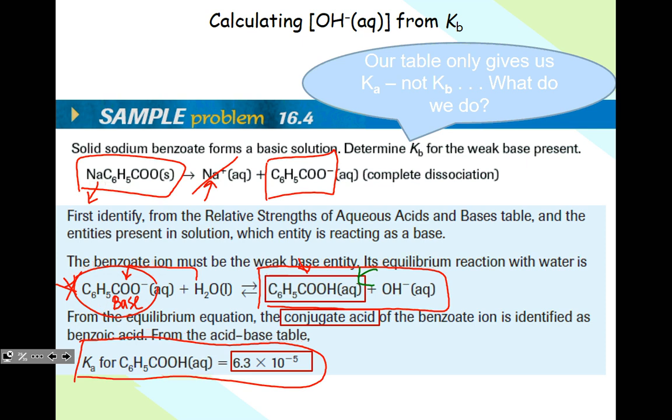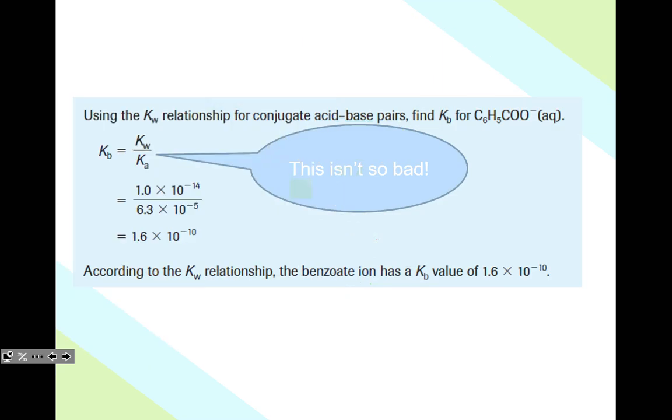So what do we do once we do that? Using the Kw relationship for conjugate acid base pairs, now we can find our Kb. So Kb is equal to Kw over Ka. This isn't so bad. 1.0 times 10 to the negative 14 over 6.3 times 10 to the negative 5. And remember, this we found because we just looked it up in our data booklet, and it's the Ka for the conjugate acid of the base in question. And now we easily find the answer, which is 1.6 times 10 to the negative 10. Right on. That wasn't so bad.